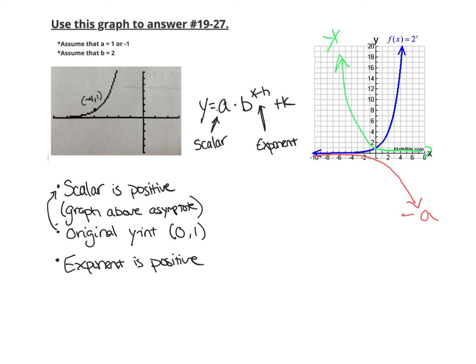Since we read a graph from left to right, if we look towards the asymptote, here it's getting really close to the asymptote, so that must be negative. But for the blue one, we look here and see that it's growing, so that's going to be positive. So again, we can say our exponent for this graph is going to be positive because it's moving away from the asymptote.